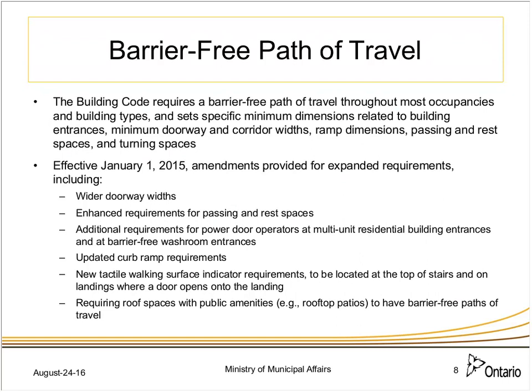Some requirements on power door operators at residential buildings and barrier-free washroom entrances. Some things on curb ramps, that's where you leave the building. Tactile walking surface requirements, again, those are things that some of you may be dealing with in head office design requirements, and will also probably have some rules on that. And where you have rooftop amenities like rooftop patios, those are now considered to be on the barrier-free path of travel. So if the public is supposed to be getting access to that space, it has to be barrier-free.